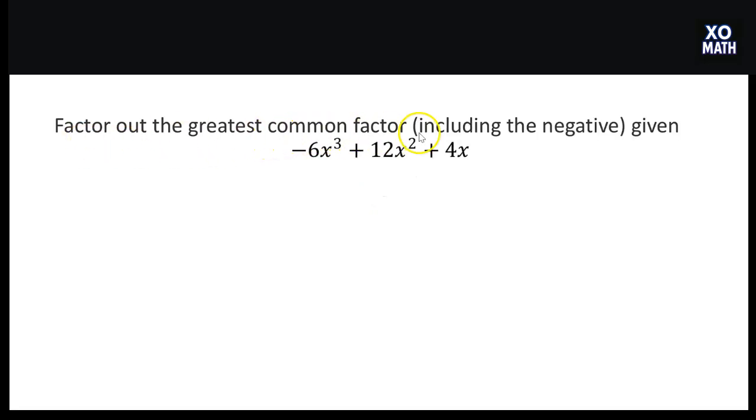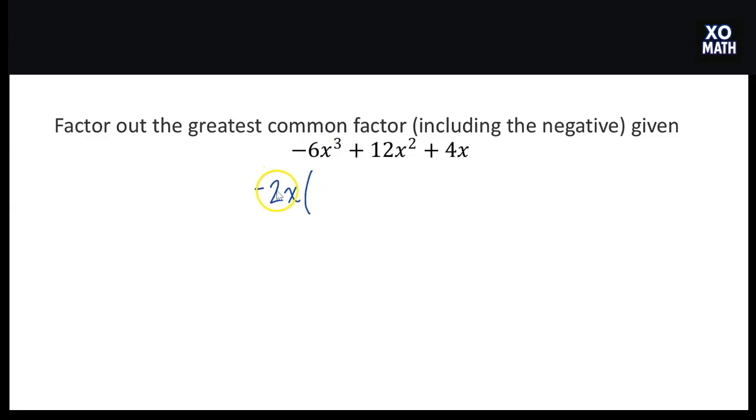Factor out the greatest common factor, including the negative, given negative 6x cubed plus 12x squared plus 4x. Well, the greatest common factor between the integers, if I focus on just 6, 12, and 4, is 2. That's the biggest number that will divide all of them. But we're told to include the negative, and that's typical when the leading term is negative. So we're going to take out a negative 2, and then from the variables, the least exponent for x is x to the first. So we're going to factor out a negative 2x.